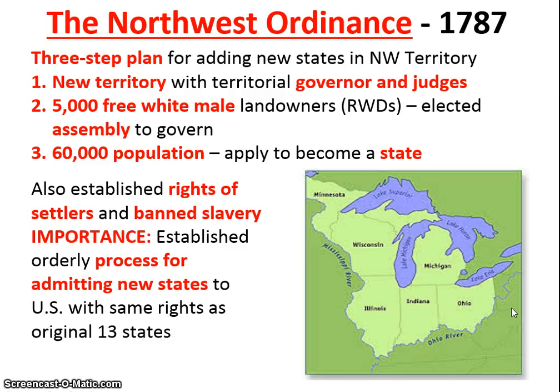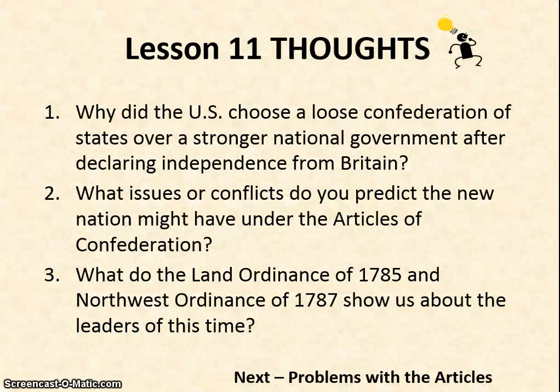But what makes the Northwest Ordinance so important is that it establishes an orderly process for admitting new states to the United States, and that these new states would come in with the same rights as the original 13, that we would not have the original states and sort of junior states, but that all states, new and old, would be equal. So our Lesson 11 thoughts.